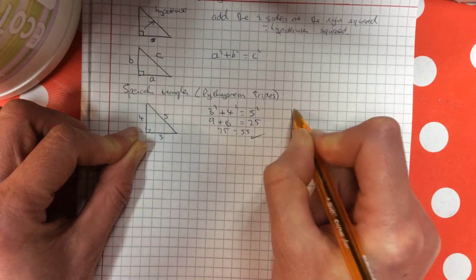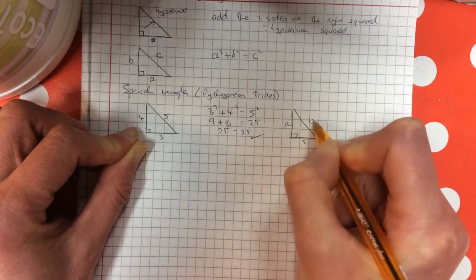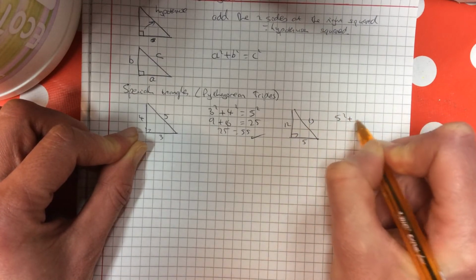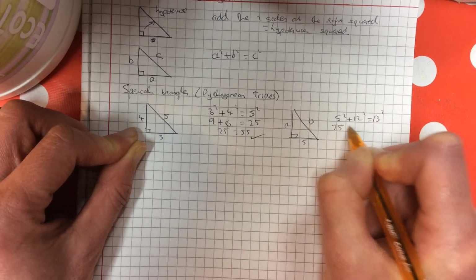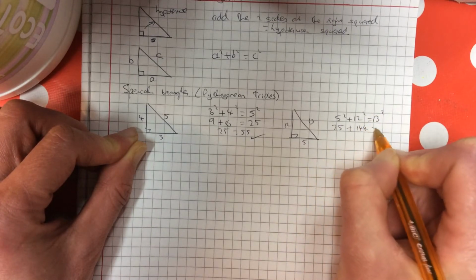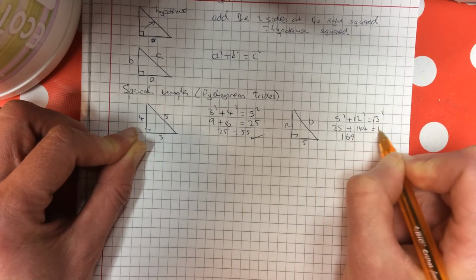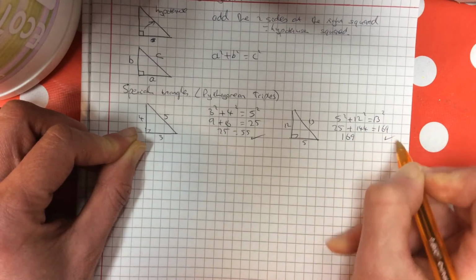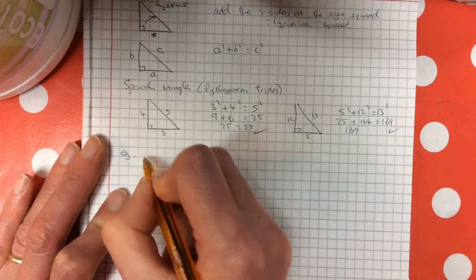Another Pythagorean triple is the 5, 12, 13. So if you check this out, 5 squared add 12 squared does give you 13 squared, because 25 add 144, if you add those together, it gives you 169, and 13 squared is 169. So it works. That leads me to this wee example.